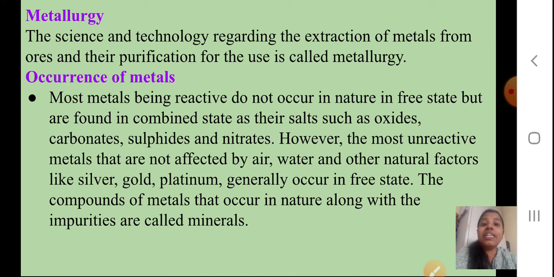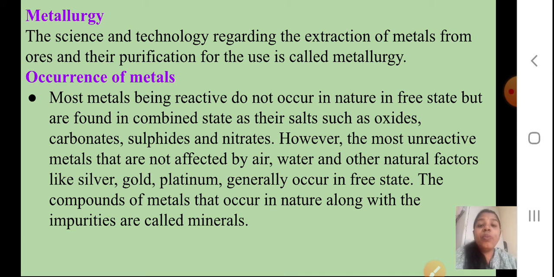Now what is this metallurgy, students? The science and technology regarding the extraction of metals from ores and their purification for use is called metallurgy. So the science and technology regarding extraction of metal from the ore, and then purifying it for use, is called metallurgy.